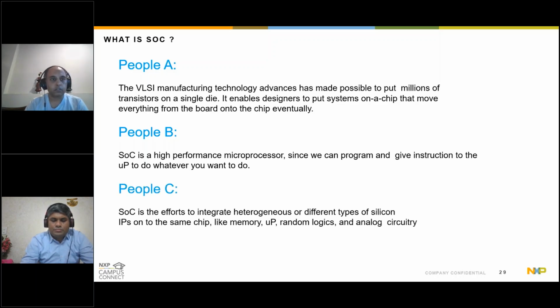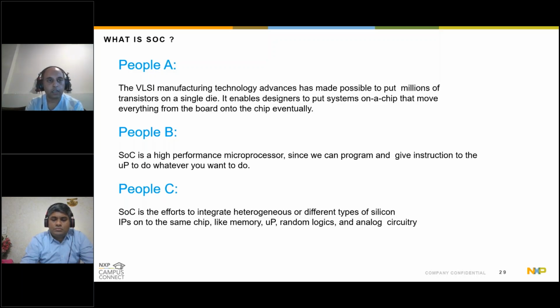So similarly, if you talk to the third set of people, they may say that SOC is an effort to integrate heterogeneous or different types of silicon IPs on the same chip, like memory, microprocessor, random logic, and analog circuitry. So you may now connect well to what Vedanta was teaching in the last lecture, right?